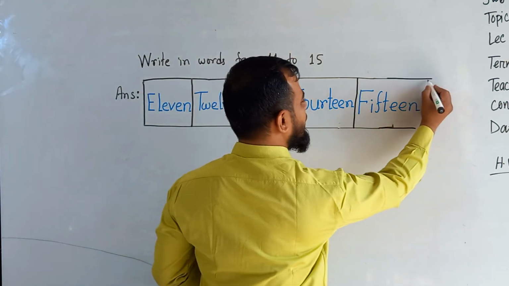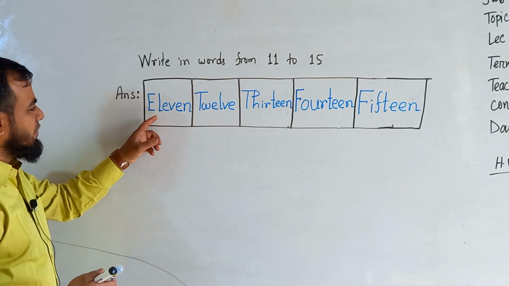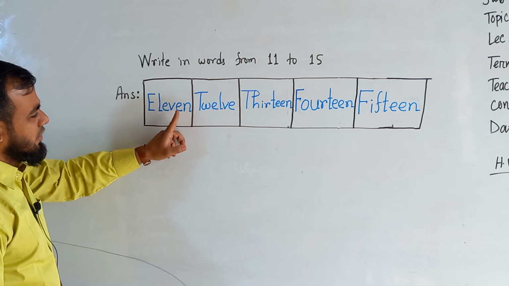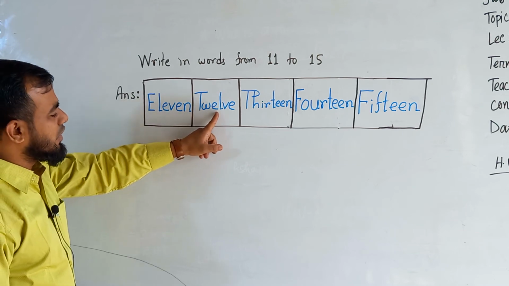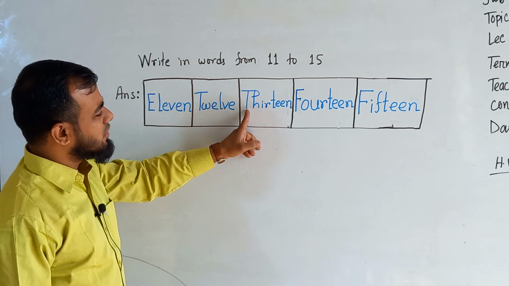Dear students, I am going to repeat all the spellings here. The first number is 11. It's E-L-E-V-E-N, 11. Then it's 12. It's T-W-E-L-V-E, 12. After that, the number that comes is 13.